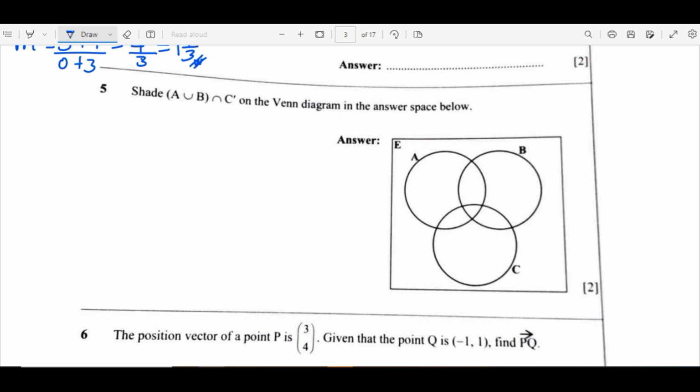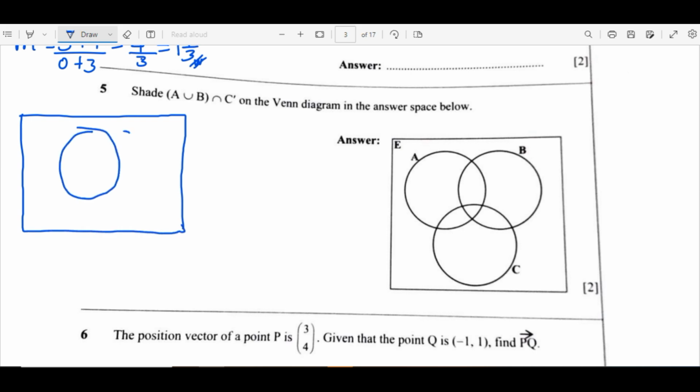Shade A union B intersecting C complement on the Venn diagram in the answer space. Now for a problem like this one, I think you may need to draw another Venn diagram. In this Venn diagram, you can use numbers of your choice so that we have some elements. Maybe we see what we are looking at here. So we use 1, 2, 3, 4, 5, 6, 7.